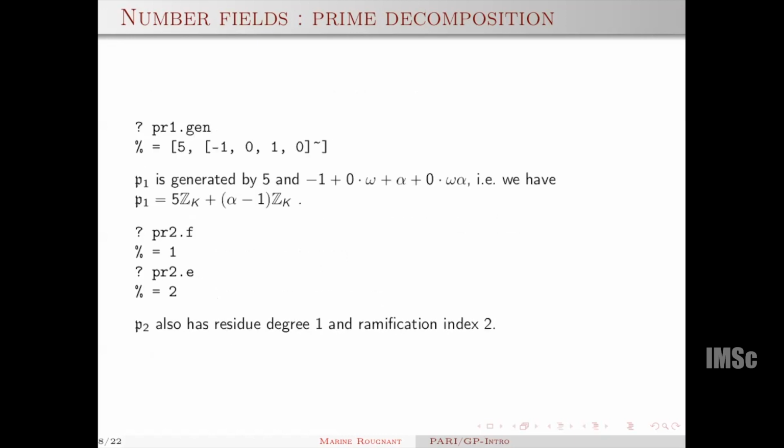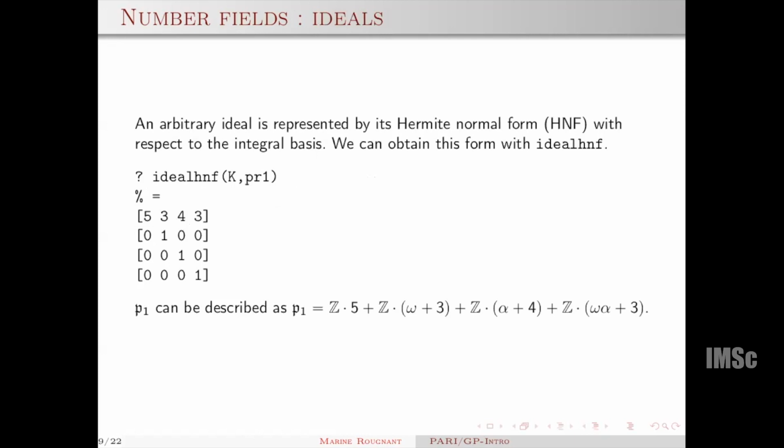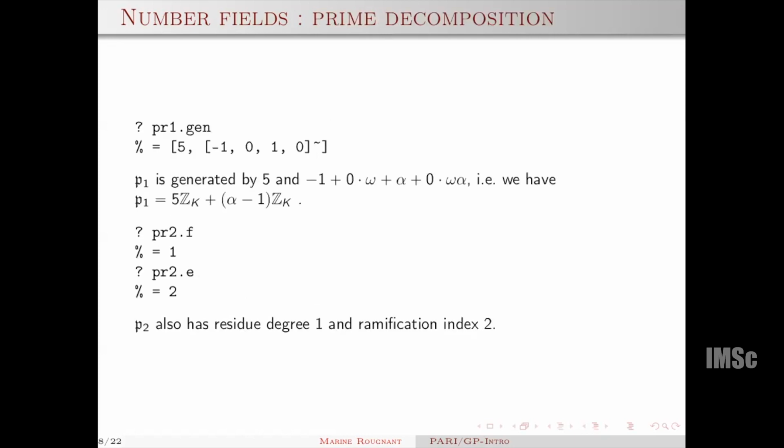And you can also get a generator of this ideal, but, I mean, a system of generators. Here you need 2 elements to generate this ideal. You need 5, and you need minus 1 plus alpha. So this ideal has this shape. And we can do the same for the second one. Here you have residual degree 1 and ramification index 2. And you can also have a generator system if you need.